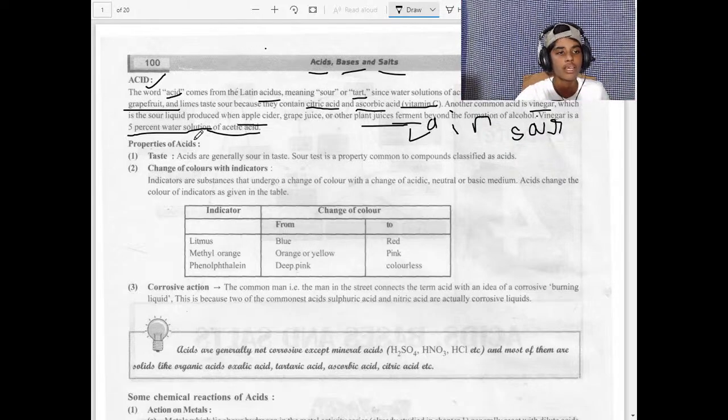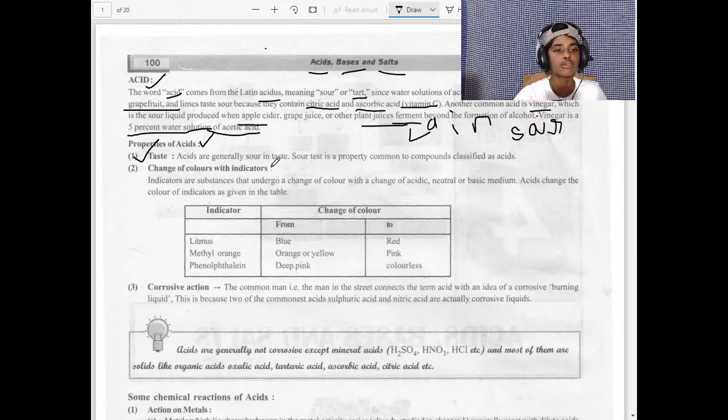So next, properties of acids. Number one is taste. Acids are generally sour in taste. All acids have a sour taste. Sour taste is a property common to compounds classified as acids.